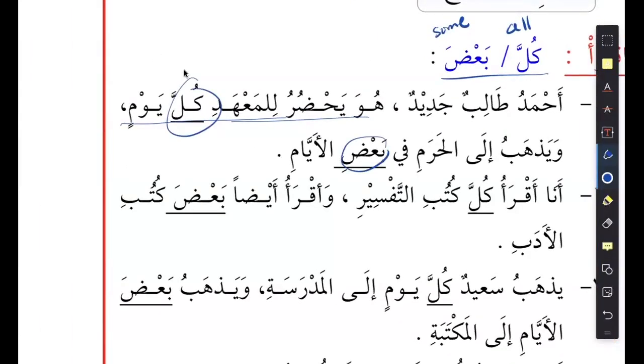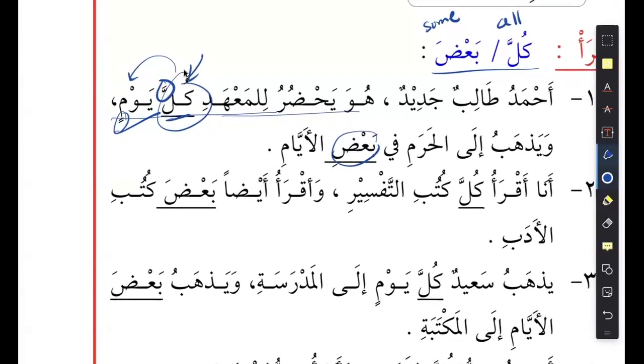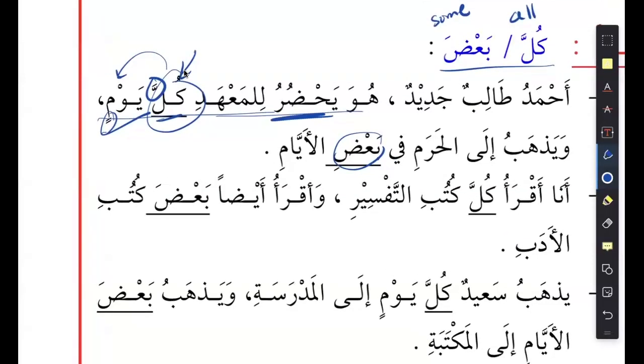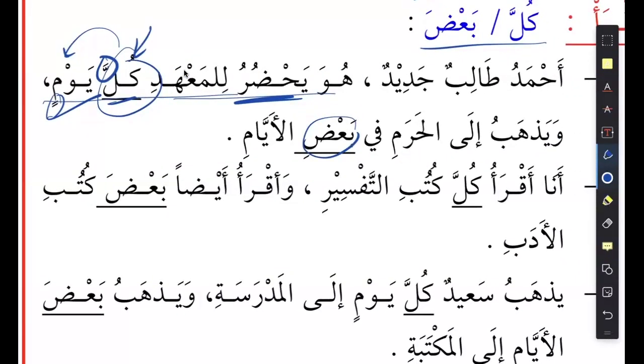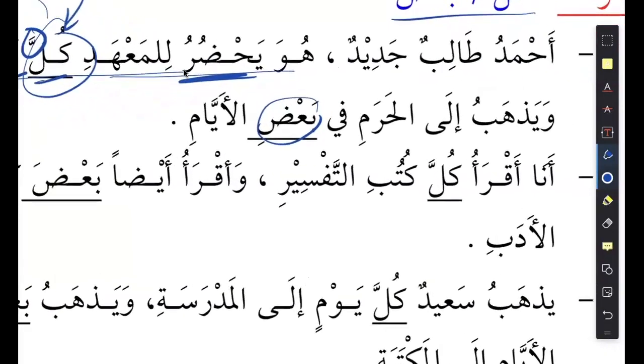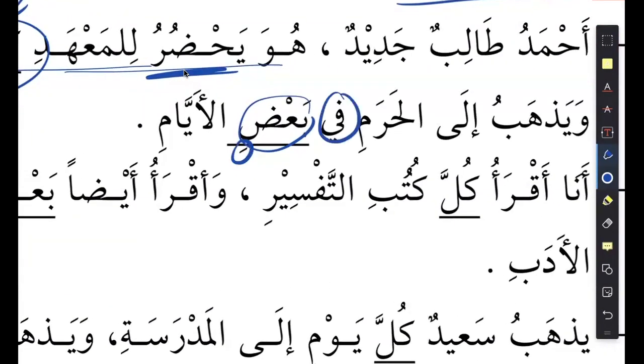As you can see, كل is مضاف, يوم comes after that and would be مضاف إليه. What haraka the كل and بعض get will be dictated by its situation, its location. Here, the كل is coming as ظرف. Remember I mentioned to you ظرف, adverb. The كل here is getting fatha because it's describing time, like daily, weekly, monthly. This is an adverb, so it will get fatha. But here we have a kasra because we have في, a harf jar.